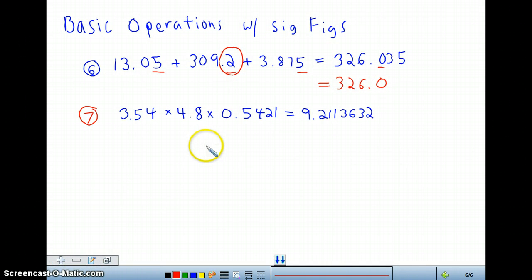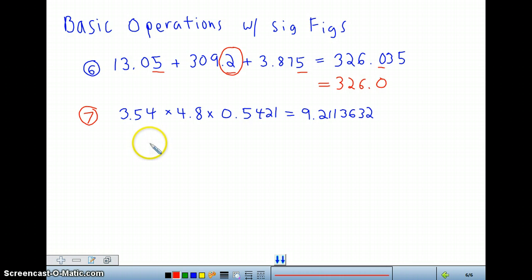Okay, rule number 7 on your sheets deals with what we do when we multiply and or divide with sig figs. In the example on the sheet, I have multiplication. However, remember this also goes for division as well. As opposed to rule number 6 for add and subtract, we have a different rule for multiply and divide for figuring out the sig figs in our number.